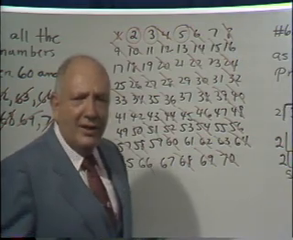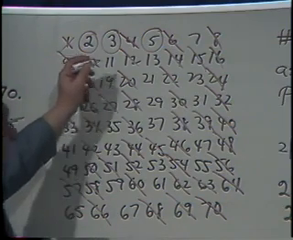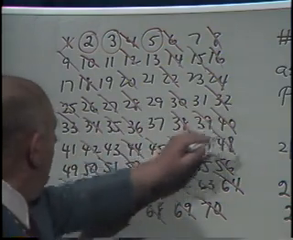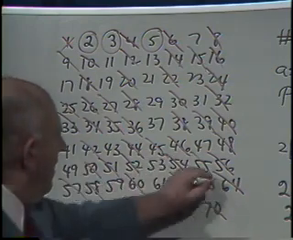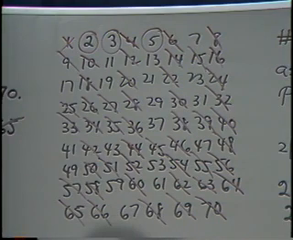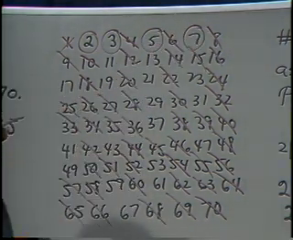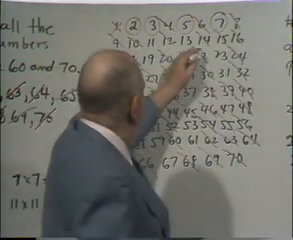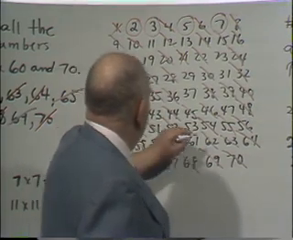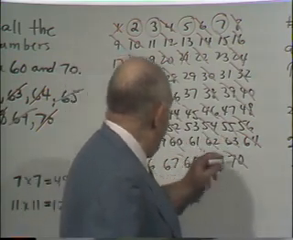I can now cross out what? All the multiples of 5. That's 10. See, if they're gone, I don't cross them out again. 15, 20, 25, 30, 35, 40, 45, 50, 55, 60, 65, 70. The next number I come to is 7. So now I can cross out all the multiples of 7. What are they? 14, 21, 28, 35, 42, 49, 56, 63, 70.